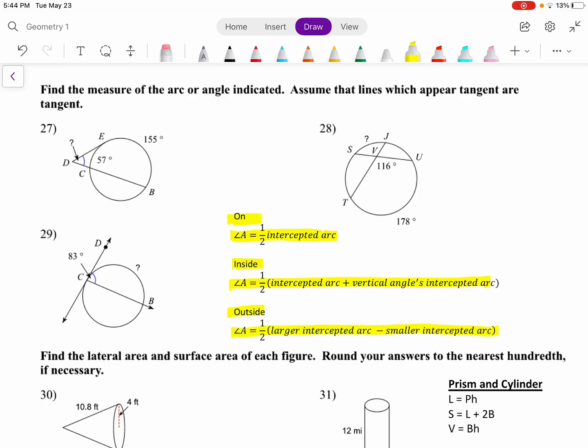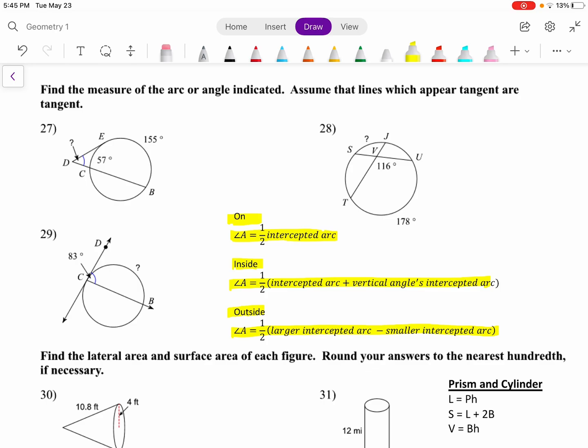We talked about angles. So this on, inside, and outside are where the vertex of the angle that we're working with is. So where the vertex is. If the vertex is on the circle, you're going to do half the intercepted arc. If the vertex is inside the circle, you're going to do that second formula. And if the angle is outside, you're going to do that third formula.